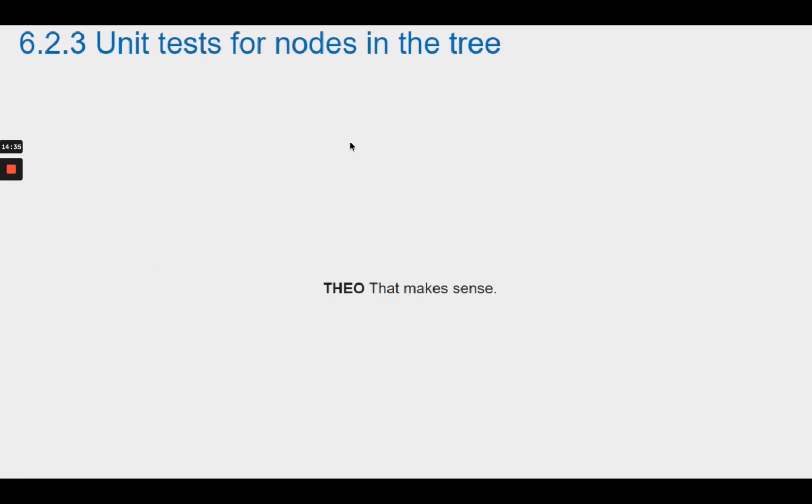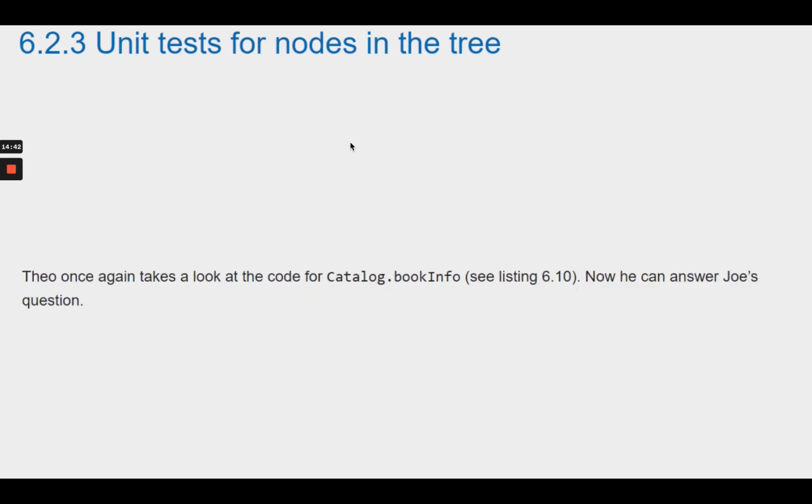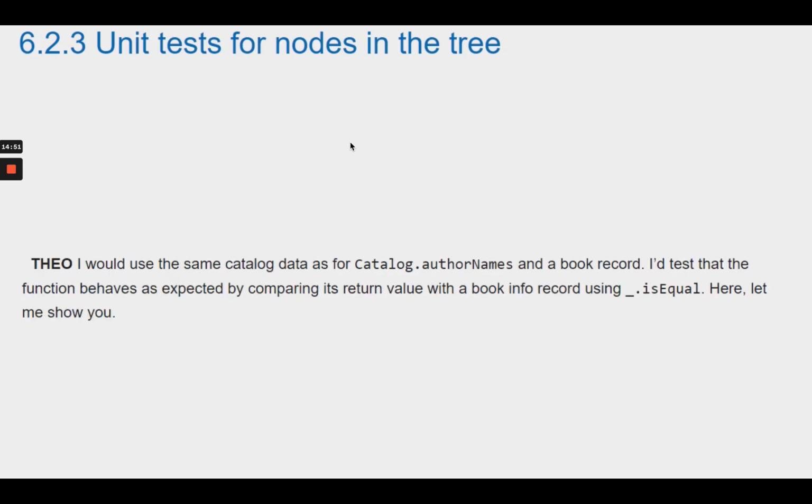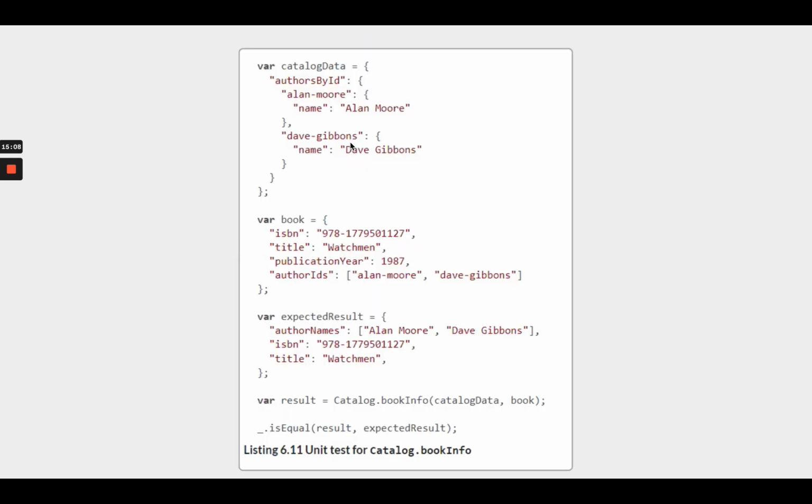Theo: That makes sense. Joe: How would you write a minimal test case for catalog.bookInfo? Theo once again takes a look at the code for catalog.bookInfo. See listing 6.10. Now he can answer Joe's question. Theo: I would use the same catalog data as for catalog.authorNames and a book record. I'd test that the function behaves as expected by comparing its return value with a book info record using _.isEqual. Here, let me show you.